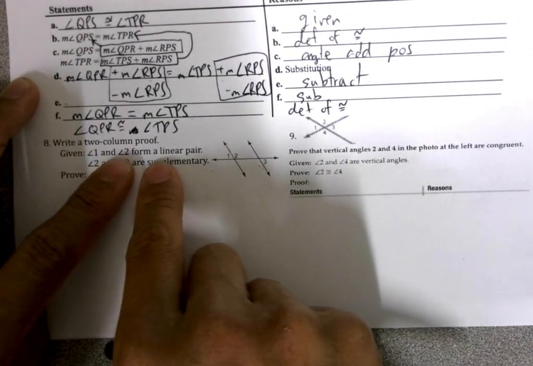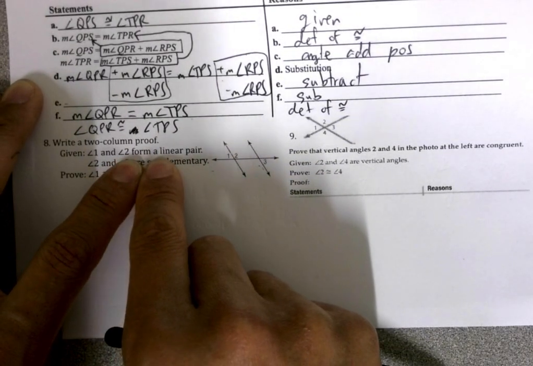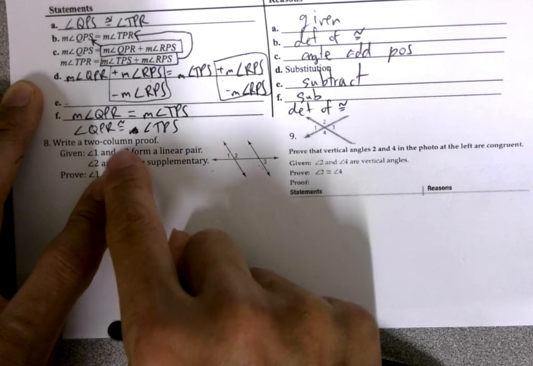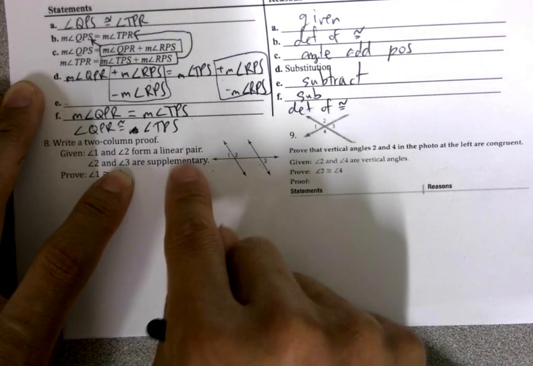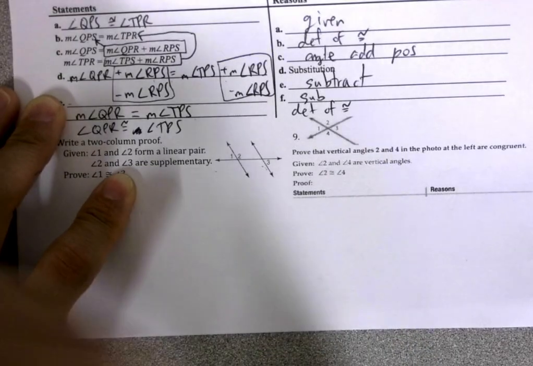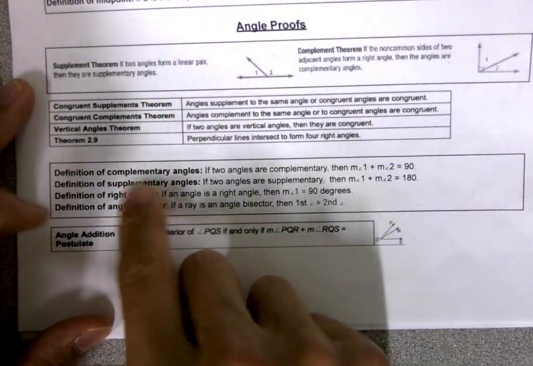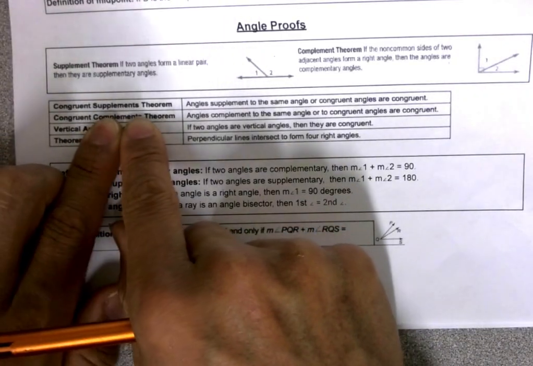The strategy here is we're going to convert this into a sup statement, 1 and 2 are sup. Then we'll have two substatements. We'll have 1 and 2 are sup, and we'll have 2 and 3 are sup. So given two substatements, what does that unlock? It unlocks this congruent subs theorem.